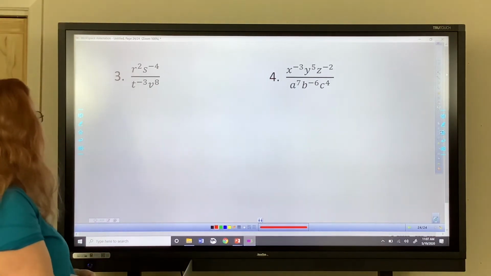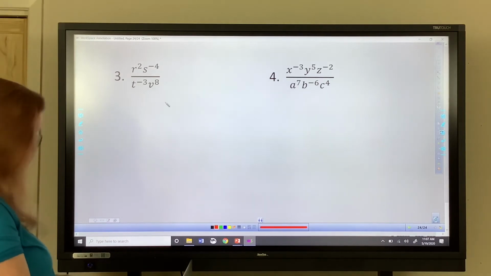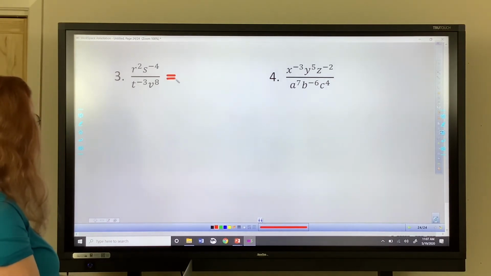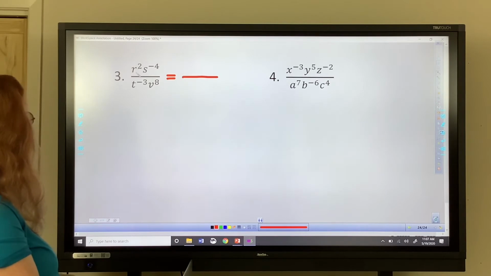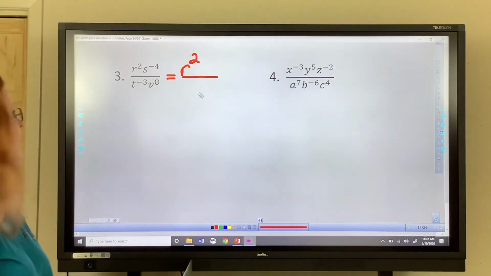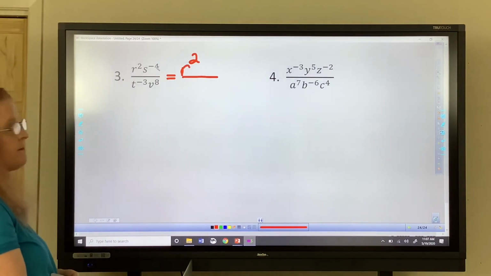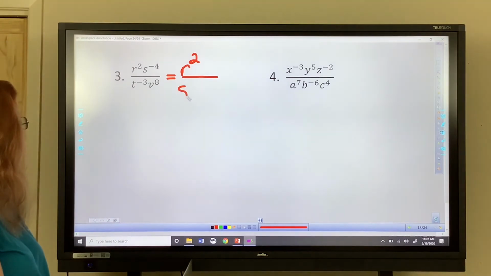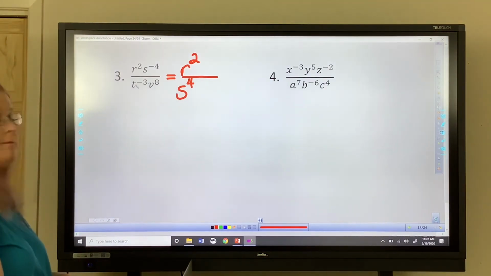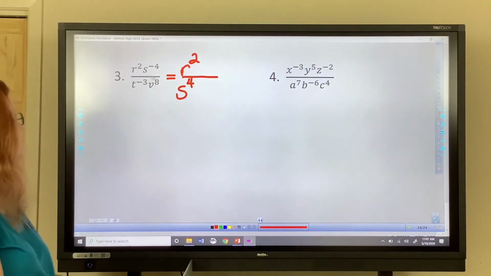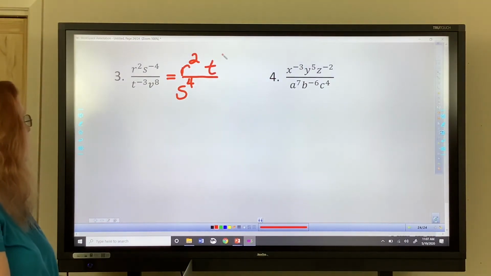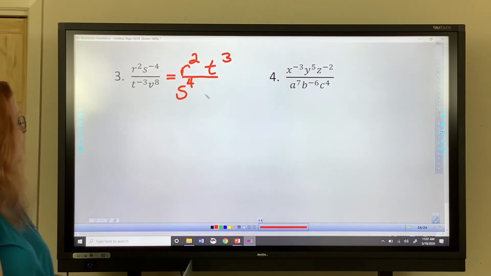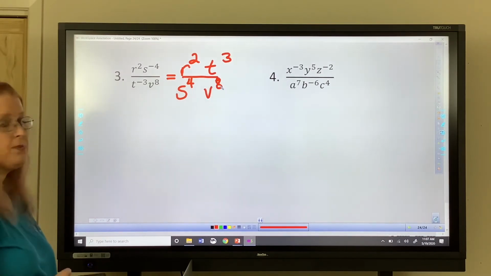So I've got to look at my letters and see if they're in the right spots. If I look at the r squared, it's not negative, so it's fine. It stays where it's at. I look at the s to the negative 4. Negative means it's in the wrong spot, so it has to move to the bottom and become positive at the bottom. The t is in the bottom, but it's a negative, so I have to move it to the top, and the v to the 8th is not negative, so it stays put.